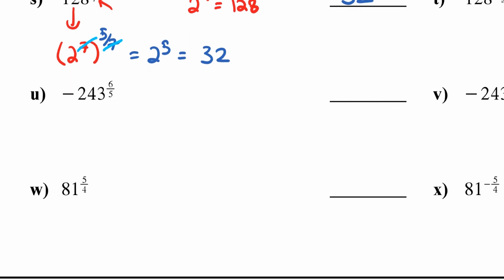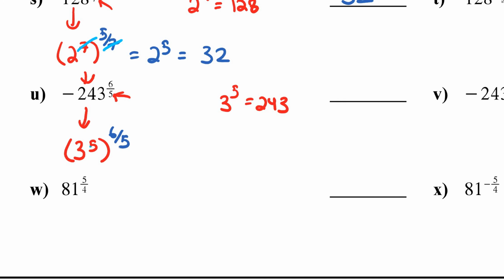Okay, let's go on to U now. Same thing, I've got a 5 here and a 243. Okay, so I know that 3 to the power 5 is 243. So instead of writing 243, I'm going to write 3 to the 5 and 6 over 5. And those will cancel off. The minus sign tags along. So this will be negative 3 to the 6. And that's going to be negative 729.